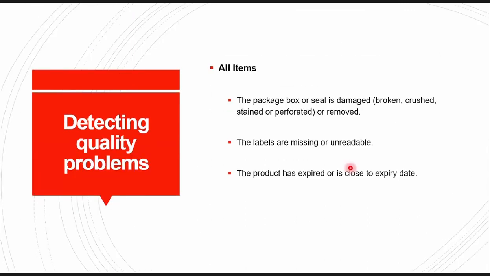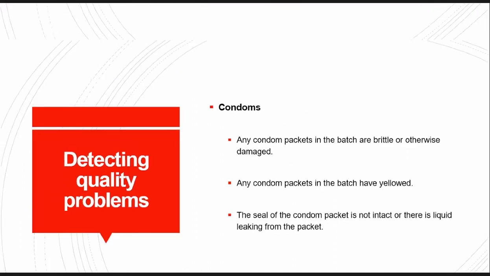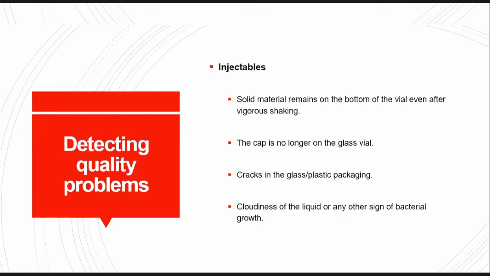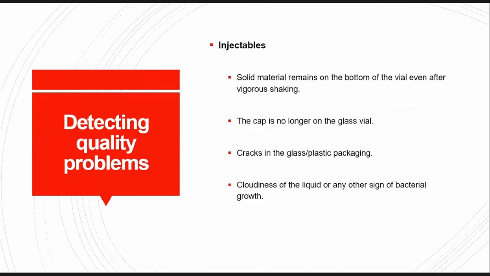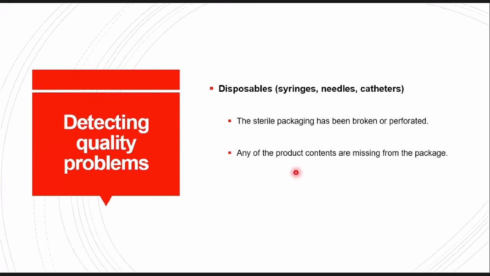So for all items, the general rule is that the carton has to be sealed, labels have to be readable, and all the labels should have the expiry date. So these are the general rules, but for specific formulations or product categories, you have to consider these. So when do you do your quality checks? At receipt, and you also do them periodically as your products are in storage.